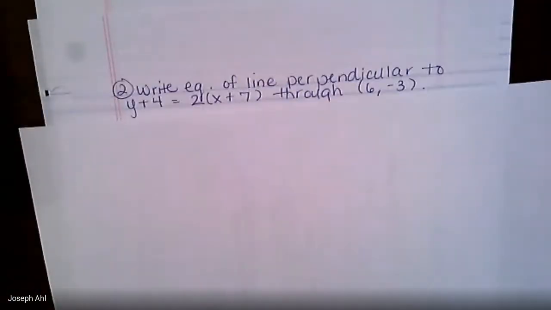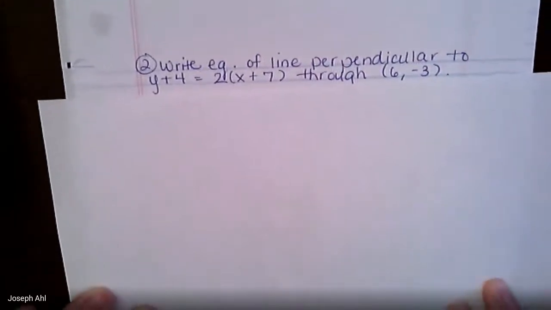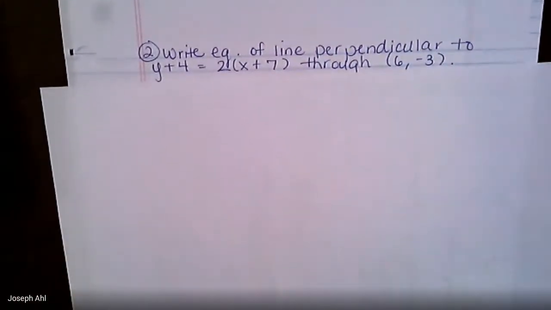Two other examples of this process we would have in number 2. Write the equation of a line perpendicular to y plus 4 equals 2 times x plus 7. And we want that to go through the point 6, -3. So if you're taking notes as you're going along and you want to pause it for a quick sec before I give you my explanation, go ahead and do that.